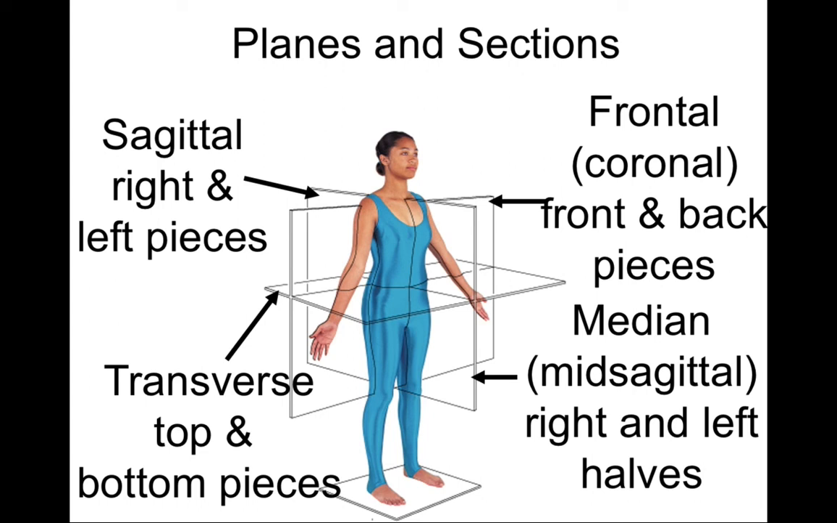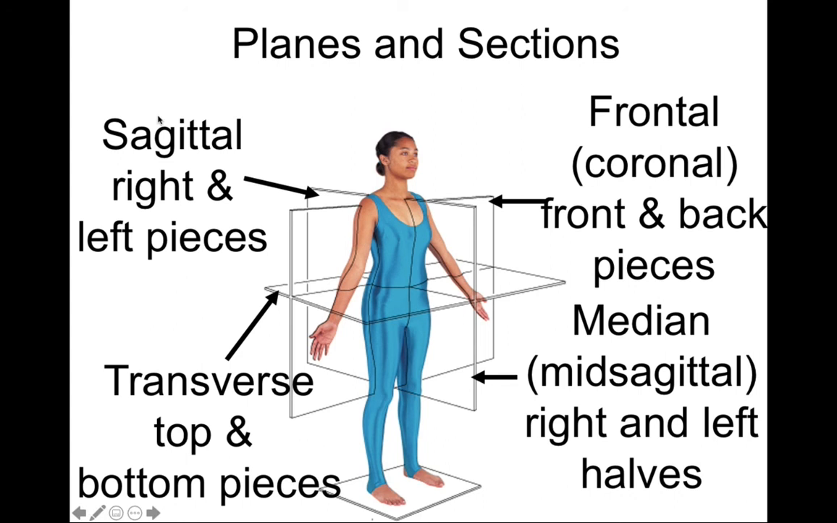There are three major sections that we need to be aware of. There is the sagittal section that separates the body down the middle, and that gives us a right and a left piece. We have the frontal section, also known as the coronal section, which separates the body into a front and a back piece. And we have a transverse section that will slice the body across and leave us with a top and a bottom piece. So let's elaborate on each of these sections a bit.